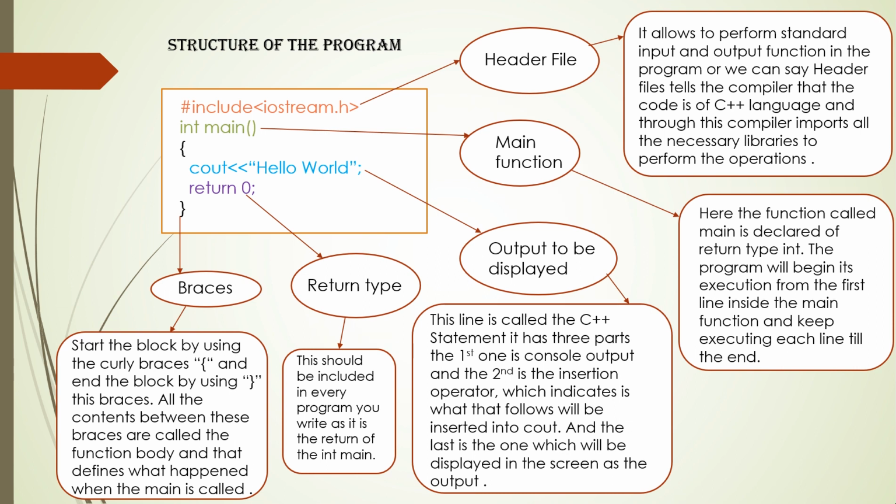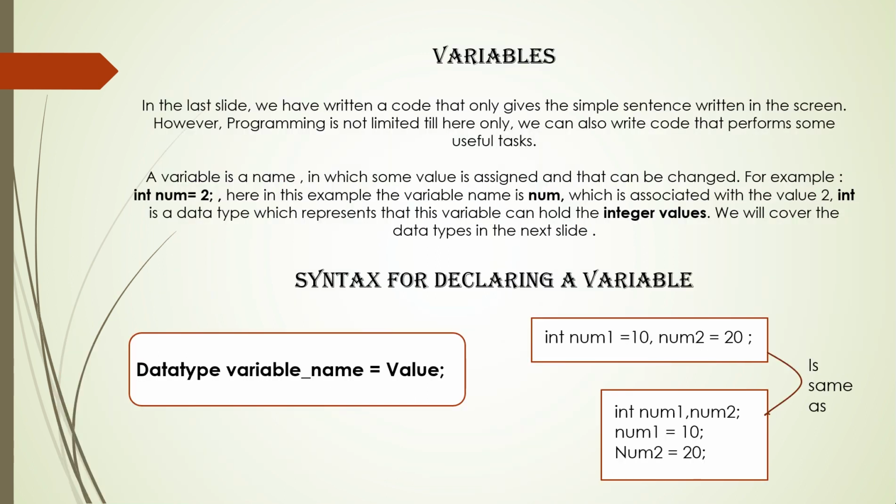Now the next topic which comes is variables. What we have done till now is understand what the compiler is and the structure of the program, that is, how the program looks. And we have written a code that only gives a simple sentence written on the screen. However, programming is not limited to here only. We should write code that performs some useful tasks. Now let's understand what the term variable means. In C++, a variable is something that holds a value.